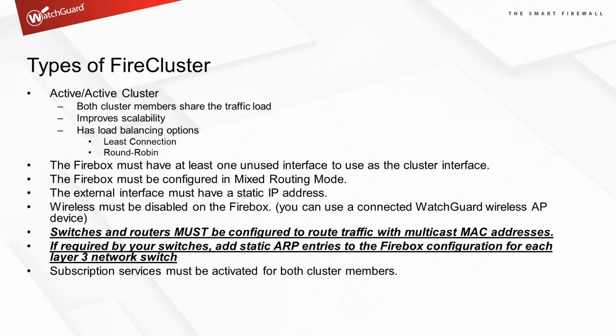Now, in order to do an active-active cluster, you have to meet a couple of requirements. You've got to have at least one unused interface on the Firebox to use as a cluster interface. This is the communication between the two boxes to make sure that you're able to communicate back and forth, share the connection table, all of that. I do recommend having two because, again, we're doing this to eliminate single points of failure. If you've got just a single cluster interface between the two, you've gone back to a single point of failure. If that port were to fail on the firewall for some reason, you would want a secondary one to take over.